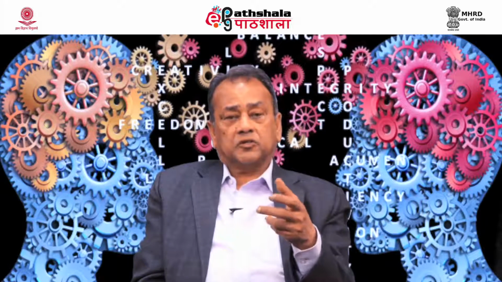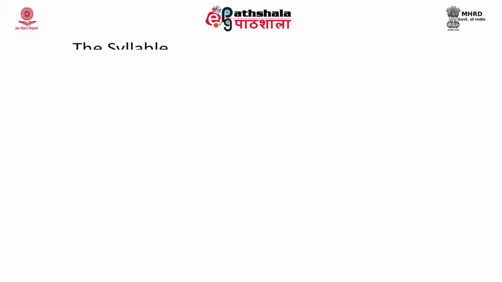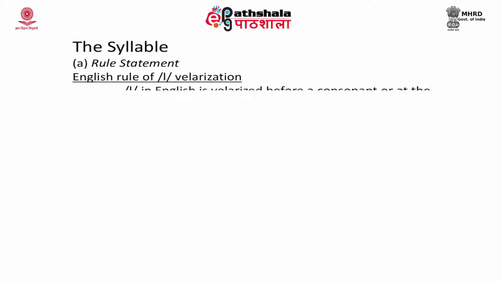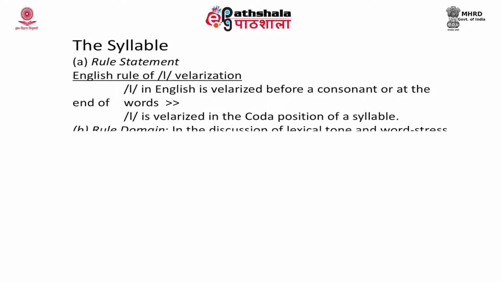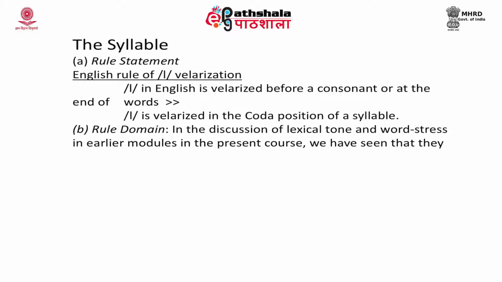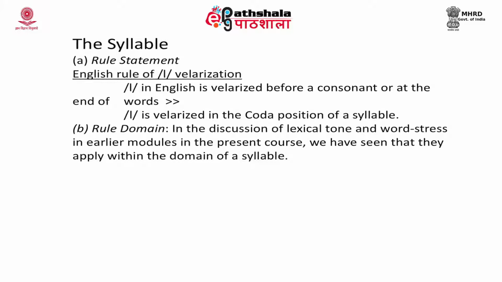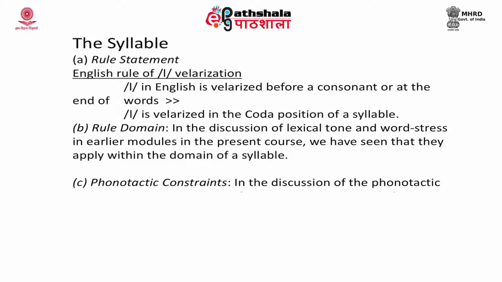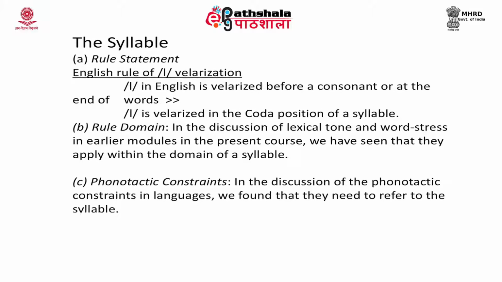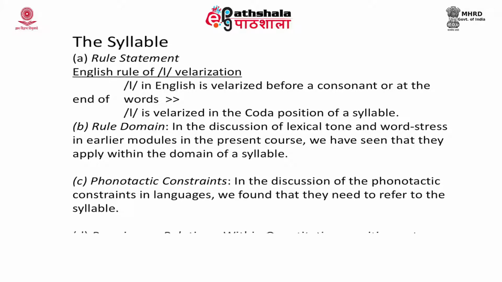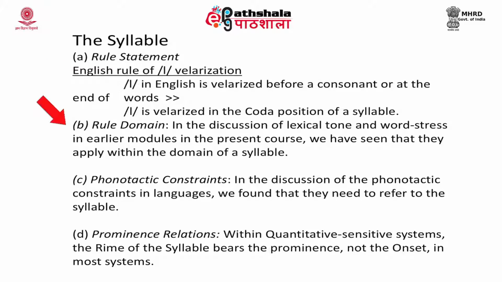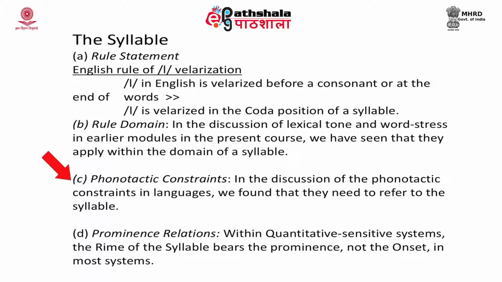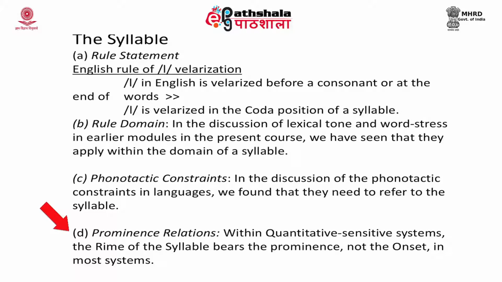Now let's begin with the syllable. In this module, we will look at the syllable and the phonological word as prosodic categories. We have looked at their structure earlier, but now as part of the phonological theory, we will take a fresh look at them. The syllable. Now we will look at the motivation for the syllable as a category according to all these 4 criteria, namely rule statement, rule domain, phonotactics, and prominence relationships.